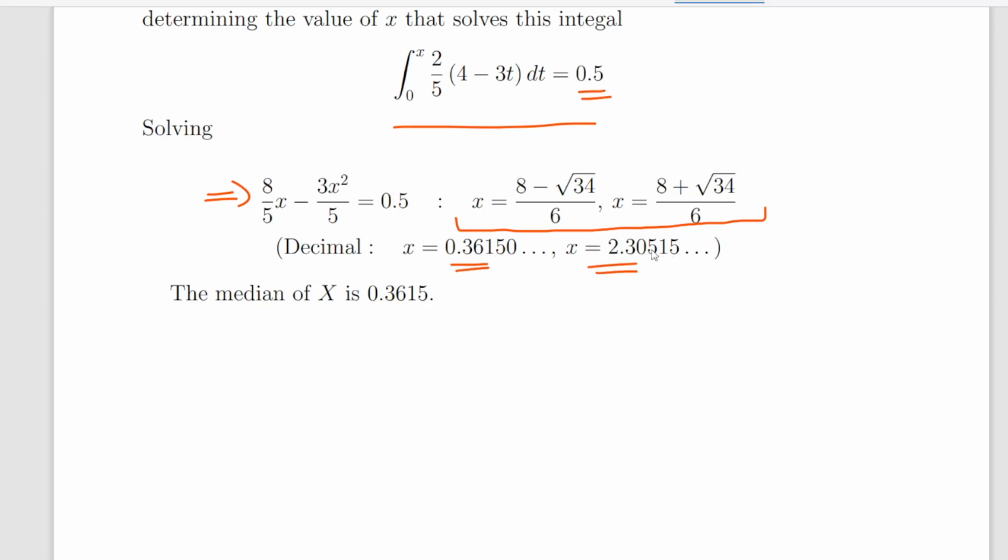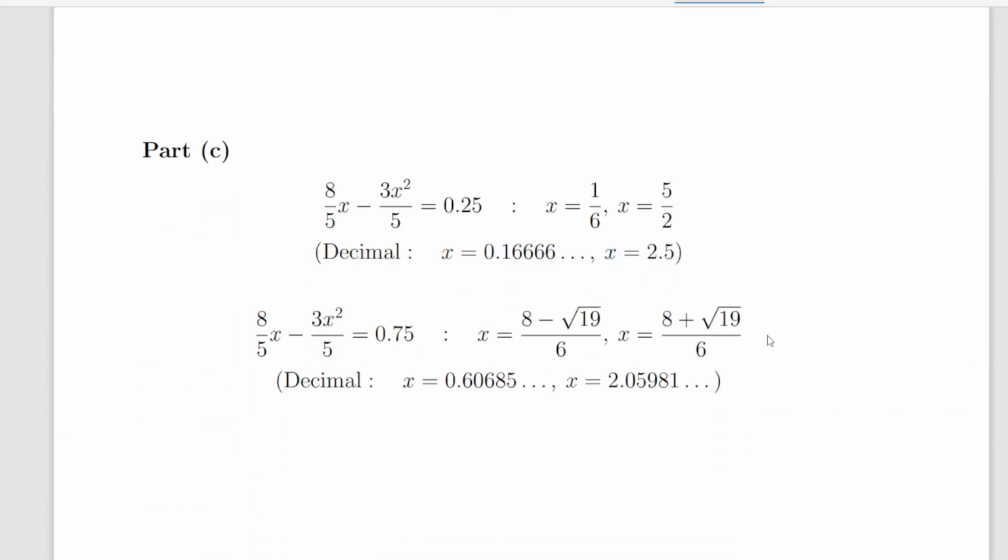Now, the thing about it is the probability density function is only valid in the range of values from 0 to 1, so essentially we can just disregard that. Okay, so the median is 0.3615. And finally, what we have to do is calculate the interquartile range, and the interquartile range is Q3 minus Q1.